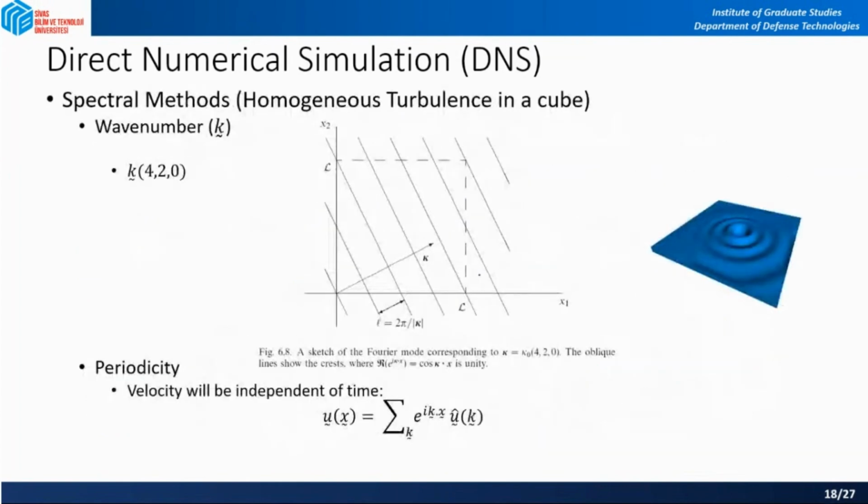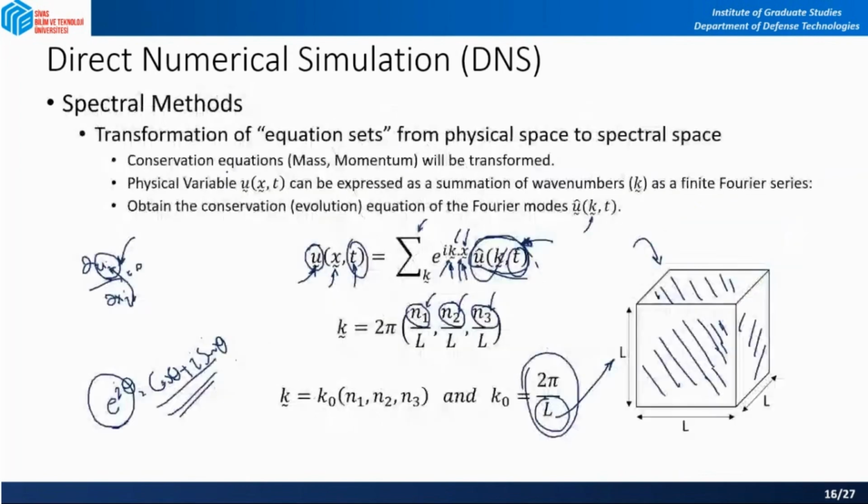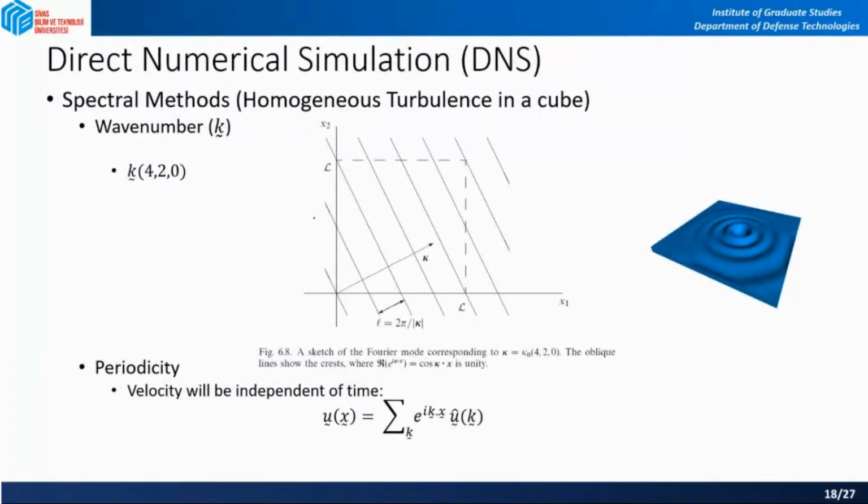What does it mean? So I obtained this figure from Pope's book. So in here we are talking about a cube, right? So let's make the story a little bit easy. Let's make it two-dimensional. Consider you have a square, and this square has side length of L, right? This is L, side length of L in direction x1 and direction x2. And this is your solution domain.